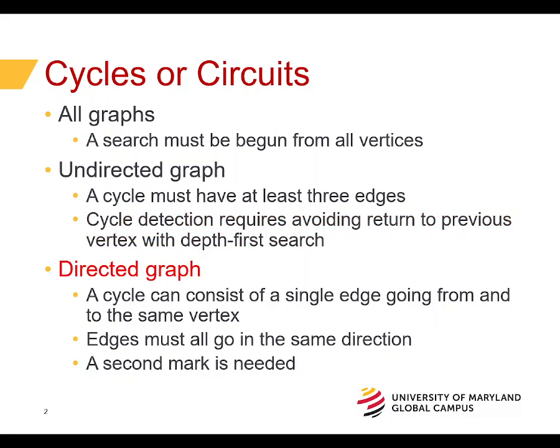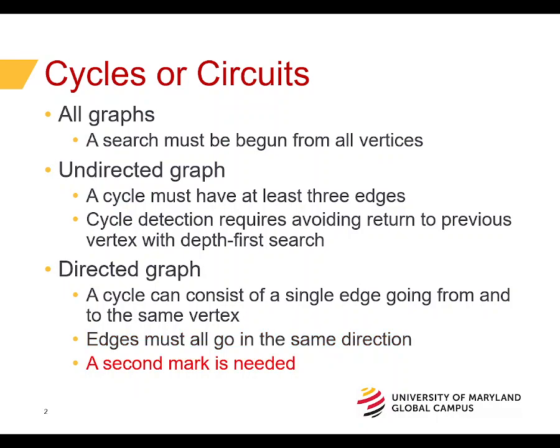There are several differences when the graph is directed. First, unlike an undirected graph that requires a minimum of 3 edges, a cycle in a directed graph can consist of a single edge going from and to the same vertex. Next, all the edges of a cycle must go in the same direction.